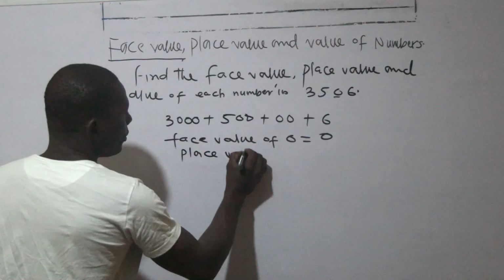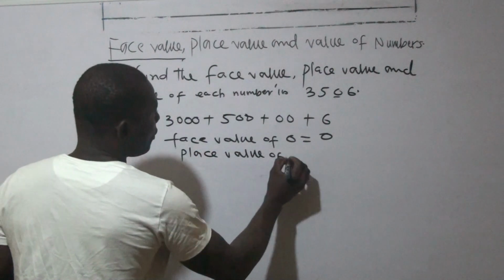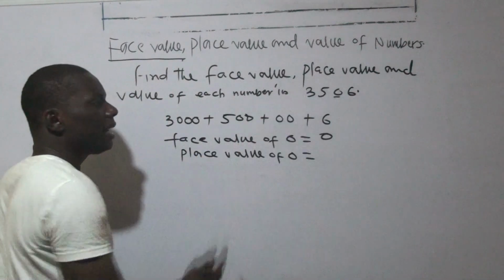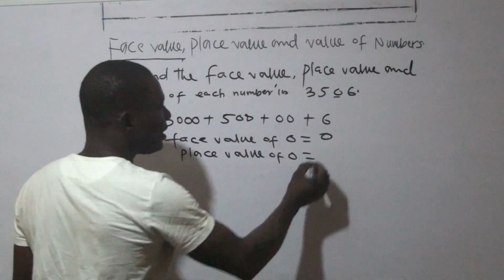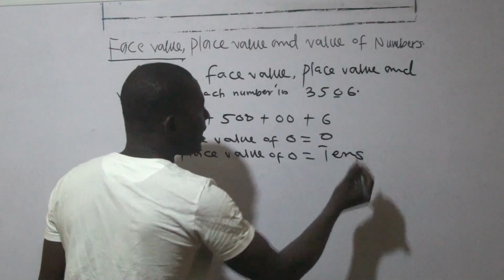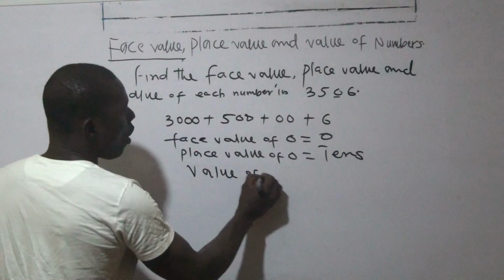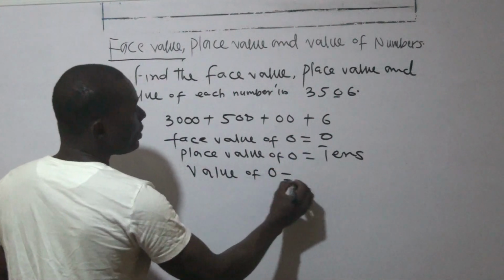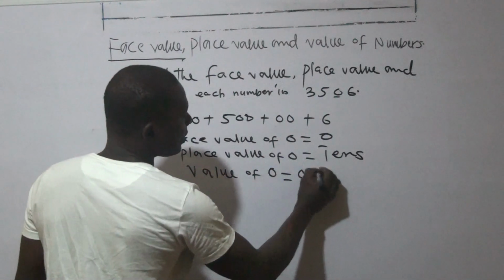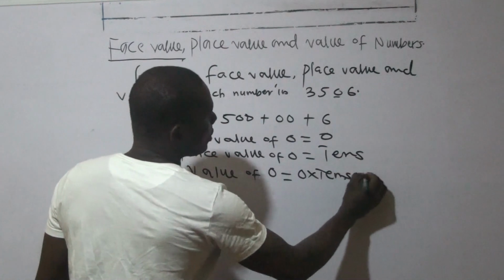Place value of 0. Where is 0 standing? That is what they ask us. It is standing at tens. Then what is now the value of 0? The value of 0 is 0 times tens, which is equal to 0.